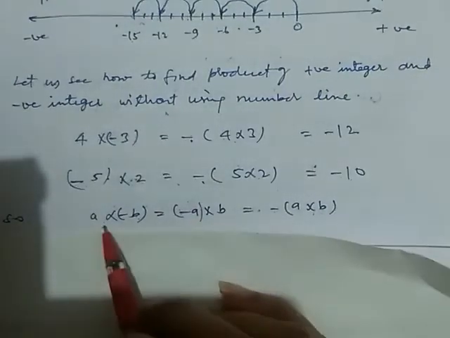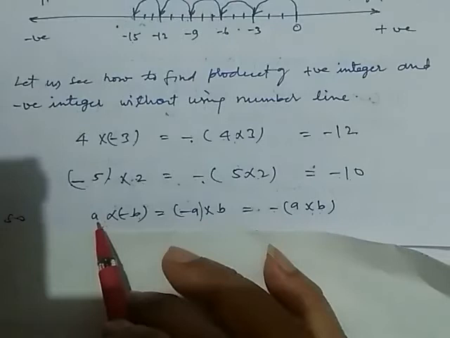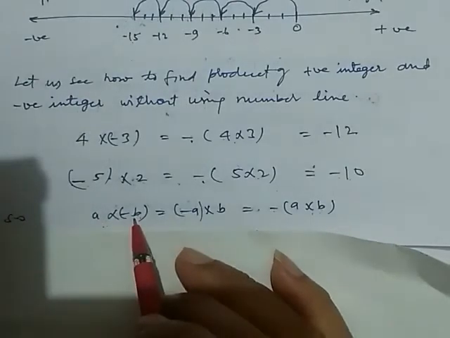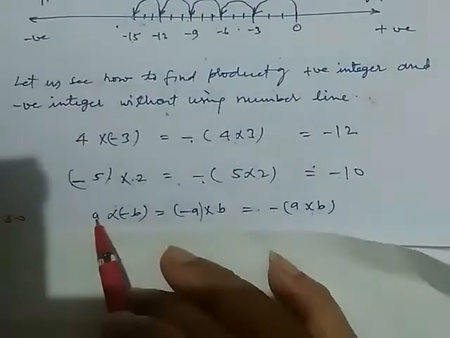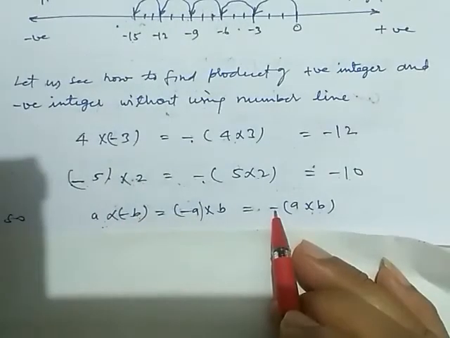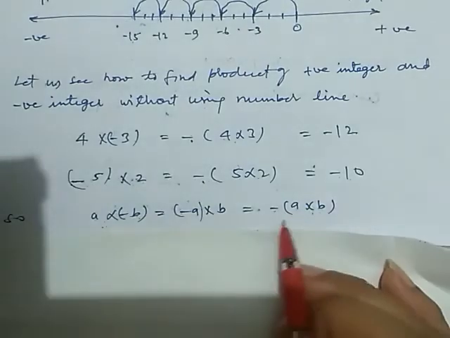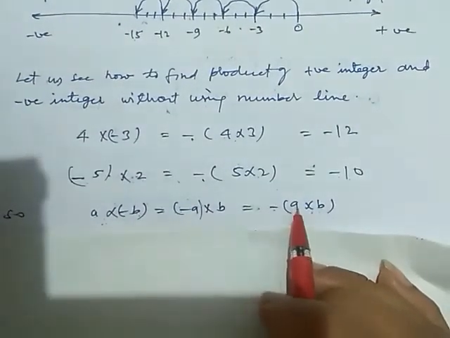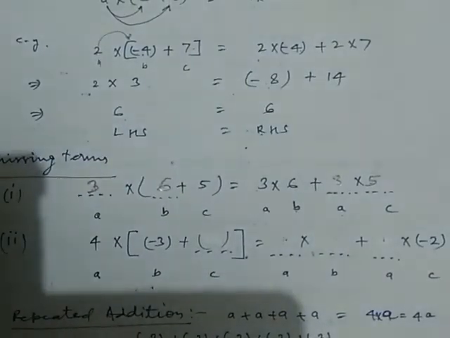So we can say when we multiply any number with a negative number, we multiply the numbers directly and put the negative sign after the multiplication. This way we can find the result. Now we take some other example.